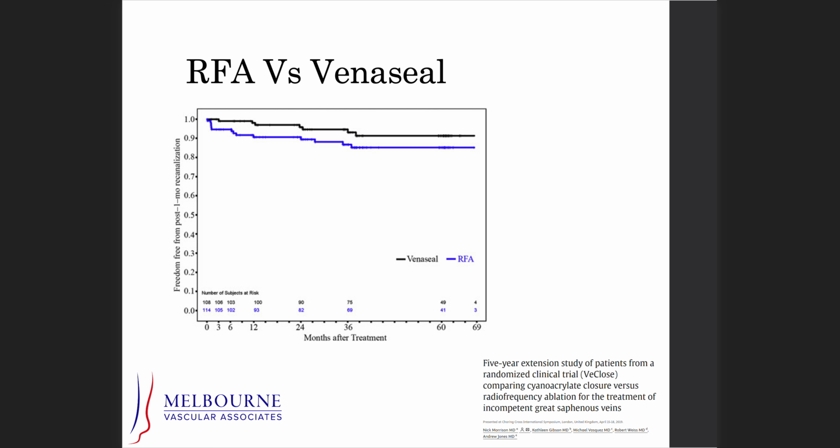Despite this, RFA and VenaSeal have been compared, and VenaSeal is actually the slightly more durable procedure at around 5 years. This number 1 indicates 100% successful closure, and we can see here that the VenaSeal is the slightly more superior procedure at about 95% at 5 years, with the RFA just under 90% or so. So RFA is a very good treatment, very effective, but not as effective as VenaSeal.